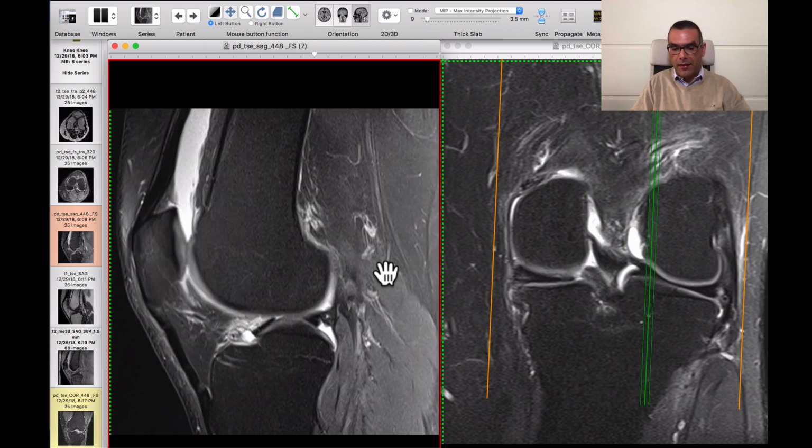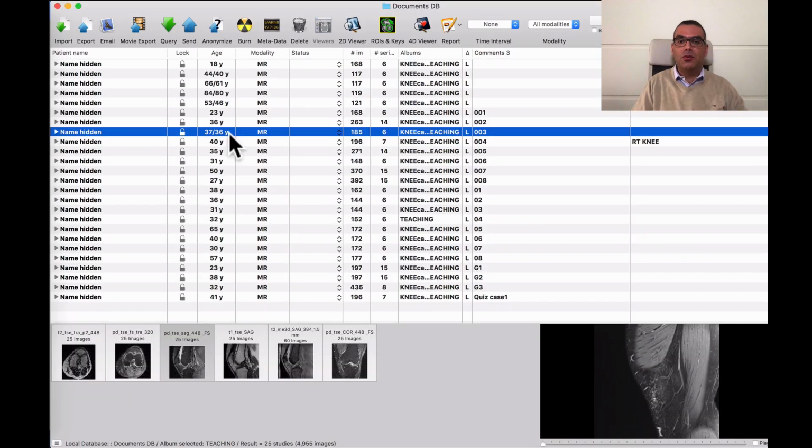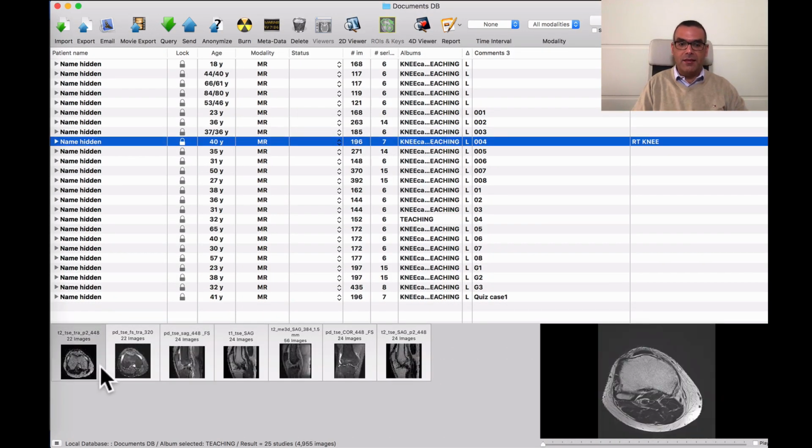So this is the third case. I'm going more quickly in the cases now, but from the next case we will be seeing more complex pathology. So please stay focused, and let's go to the fourth case.